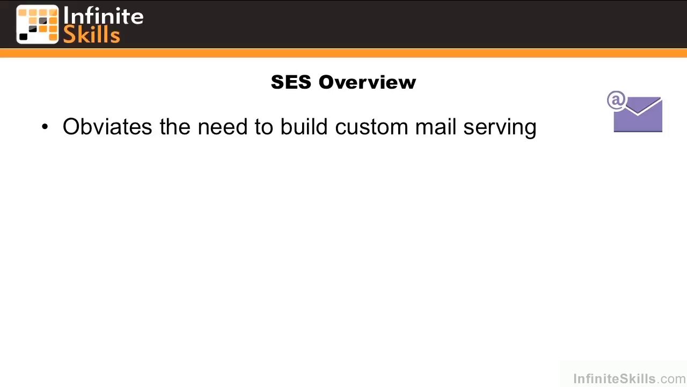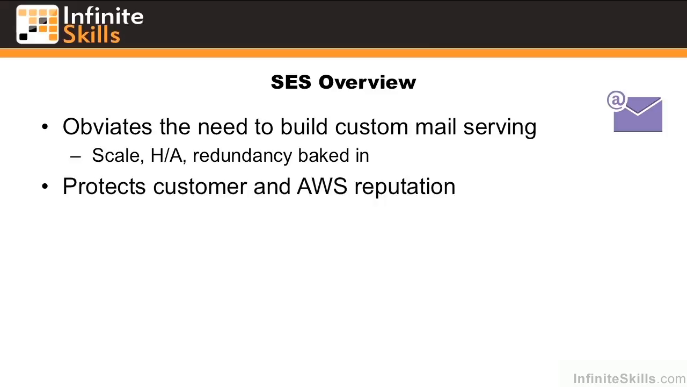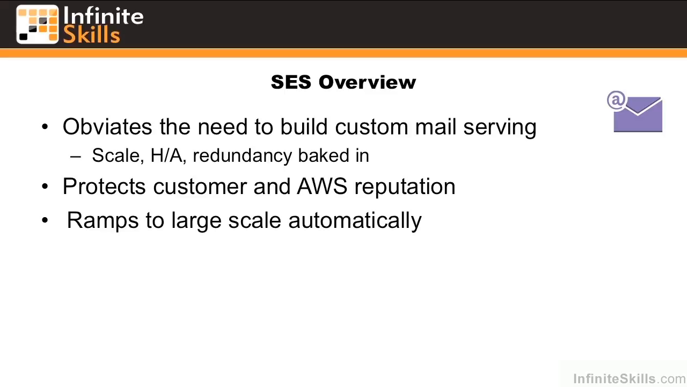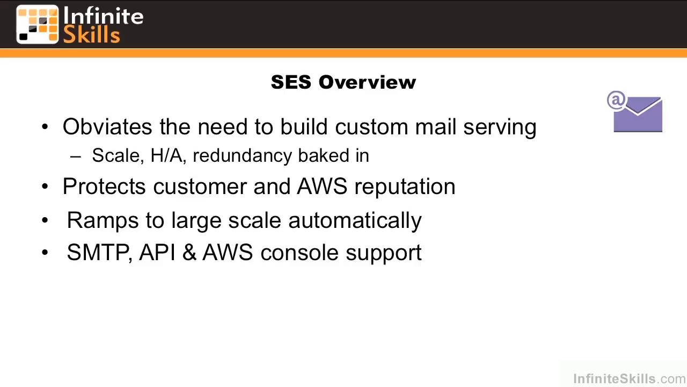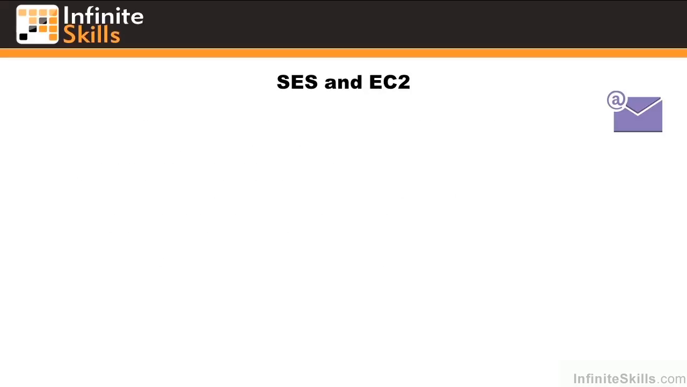SES obviates the need for you to build custom mail serving. It has scale, high availability, and redundancy baked in. It protects the customer and AWS's reputation. It can ramp to large scale automatically, and SMTP, API, and AWS console support are all enabled.